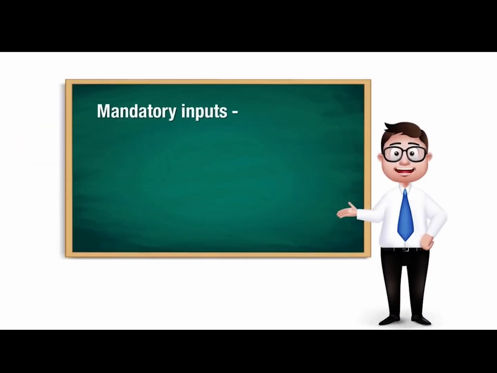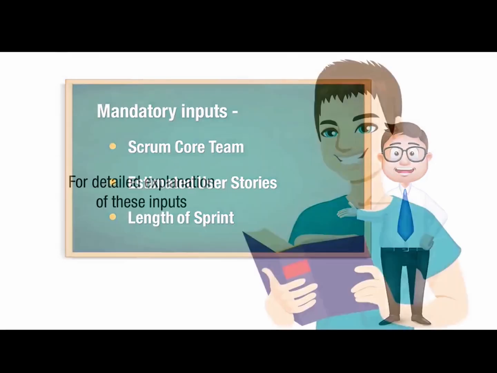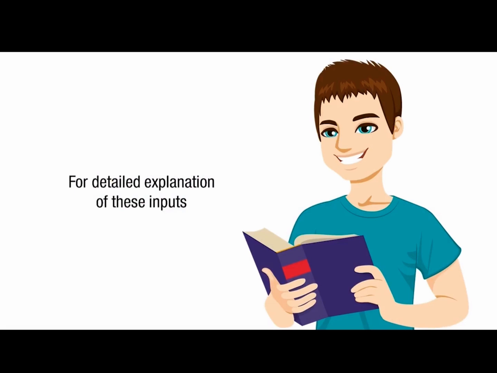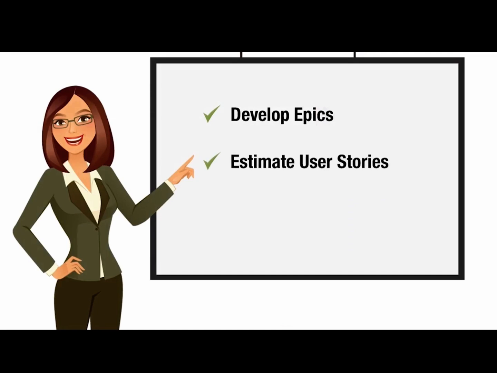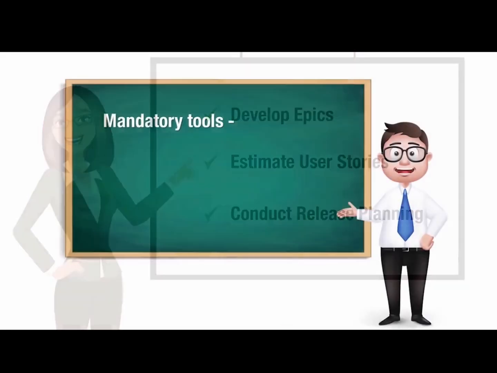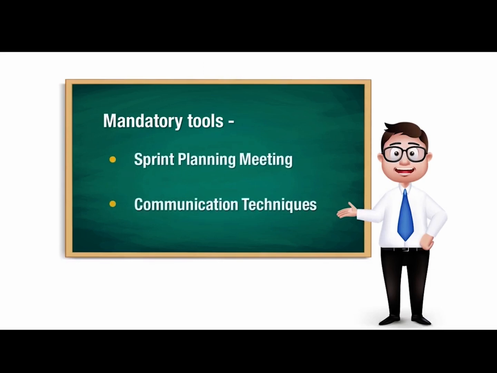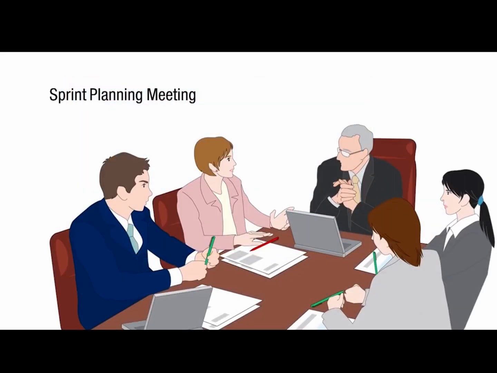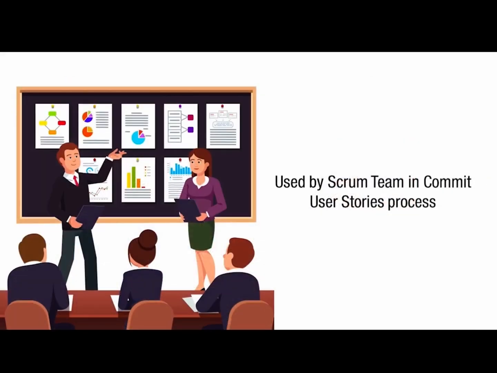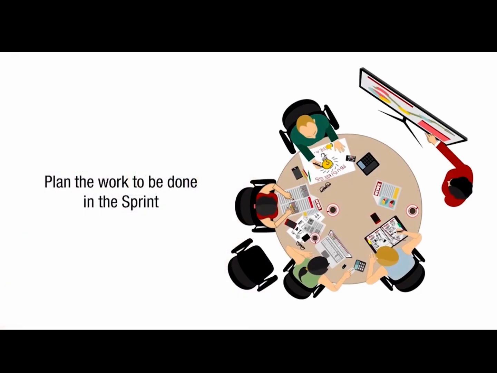The mandatory inputs of this process are Scrum core team, estimated user stories, and length of sprint. For detailed explanation of these inputs, please refer to the discussion on them in Develop Epics, Estimate User Stories, and Conduct Release Planning Processes. The mandatory tools used in this process are Sprint Planning Meeting and Communication Techniques. The Sprint Planning Meeting is used by the Scrum team in the Commit User Stories process to plan the work to be done in the sprint.